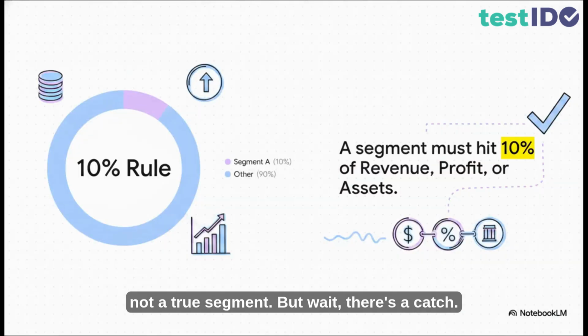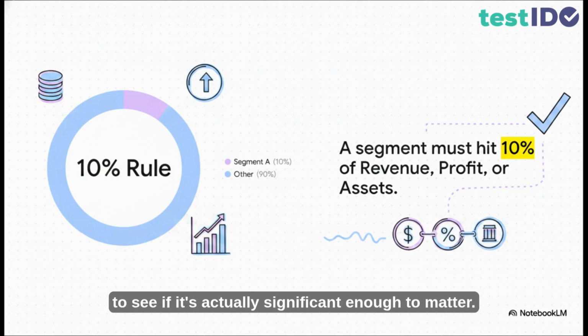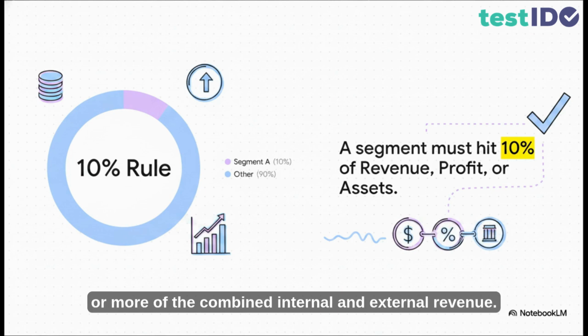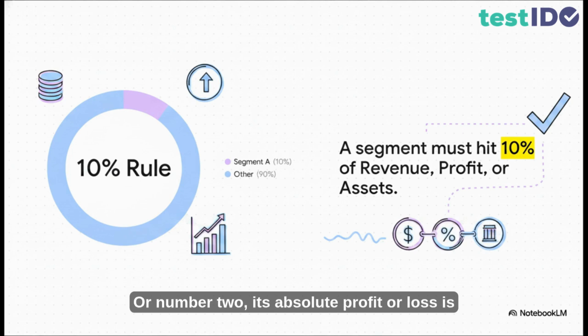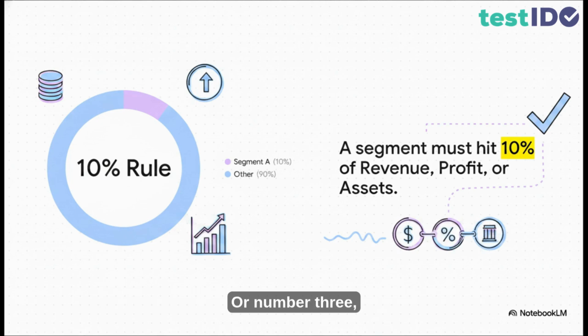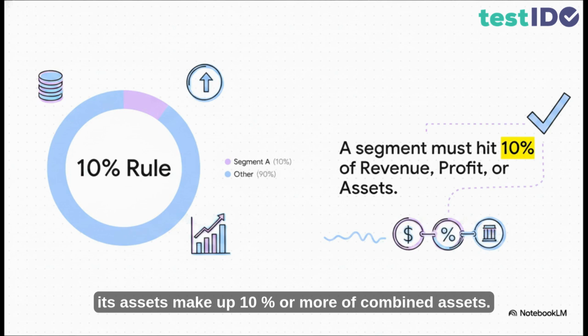But wait, there's a catch. Even if a division meets those 3 criteria, we have to apply the infamous 10% rule to see if it's actually significant enough to matter. To be reported separately, a segment usually has to hit at least 10% in one of 3 categories. Number 1, its revenue has to be 10% or more of the combined internal and external revenue. Or, number 2, its absolute profit or loss is 10% or more of the combined profit of all segments. Or, number 3, its assets make up 10% or more of combined assets.